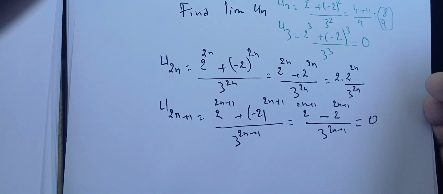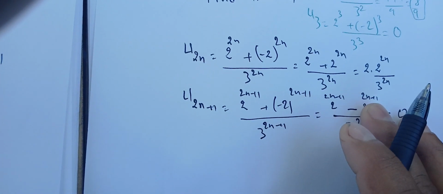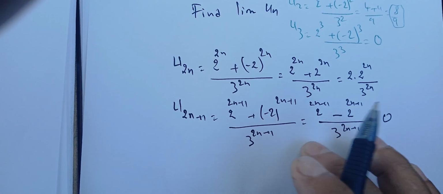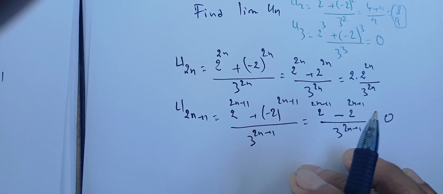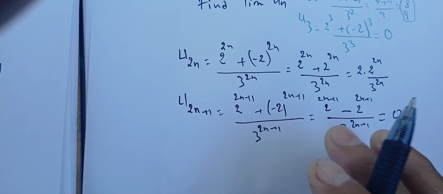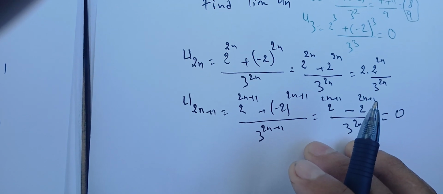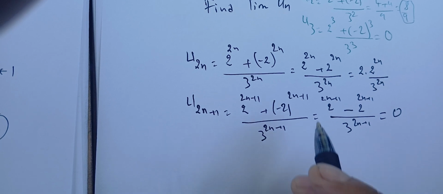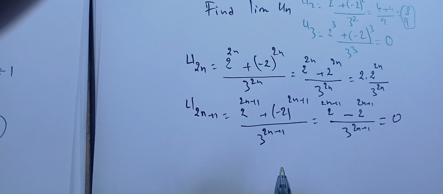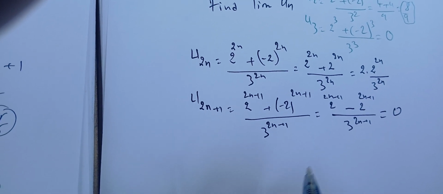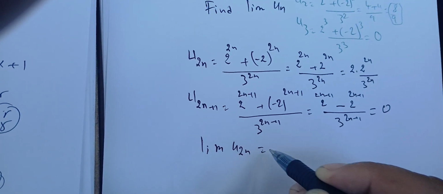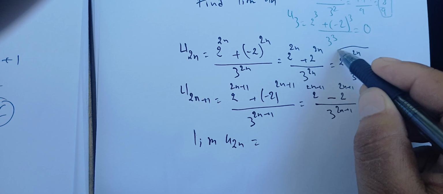So here clearly we see that this sequence is 0 everywhere for the odd numbers. So when we study the limit, we're not going to worry about the odd numbers. Let's find the limit of u_2n. So it's this formula here.